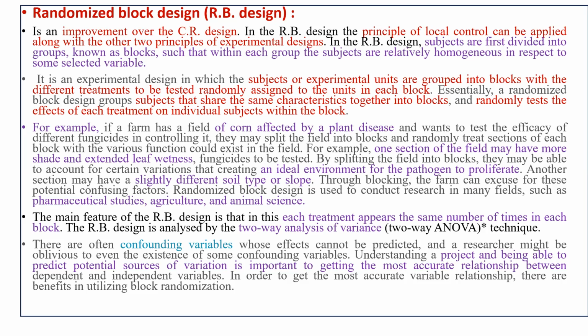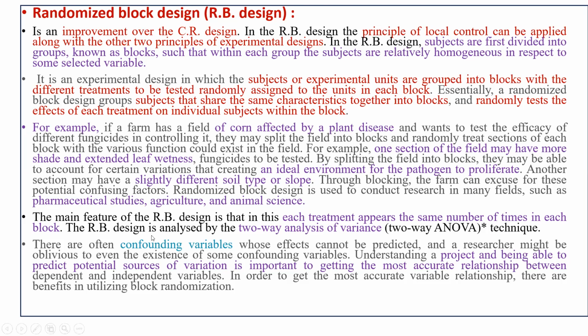Now there are often confounding variables, that is, confusing variables, whose effect cannot be predicted. So you cannot predict the effect. There are some such factors, generally in the case of pharmaceutical or animal sciences or agriculture, where you plan the experiment, but some unpredicted variables are there. Like even though there is a summer, rain is coming. That is unpredictable. You cannot predict it.